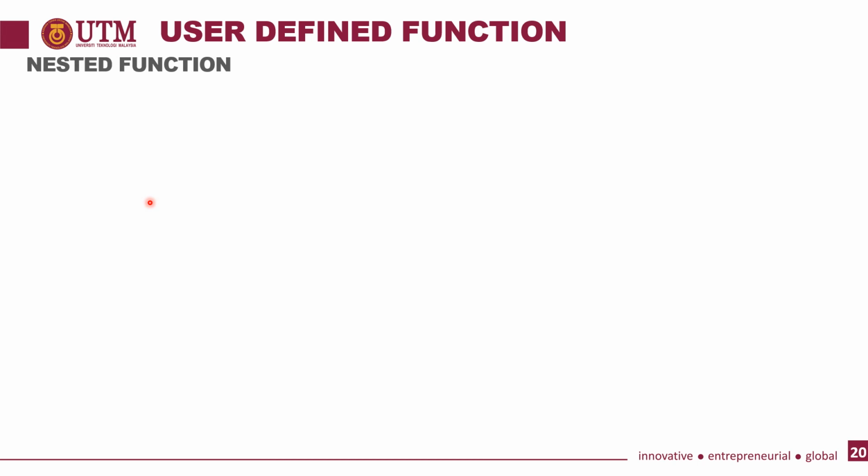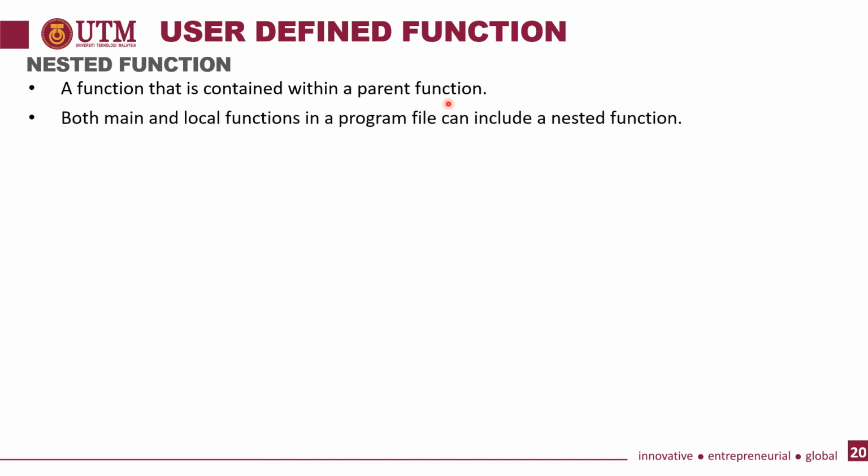So next is nested function. Previously you learned about local functions inside a function file, but this time you are learning about nested functions. So what actually is a nested function? A nested function is a function that is contained within a parent function. So inside a parent function you have another function. Both main and local functions in a program file can include a nested function.